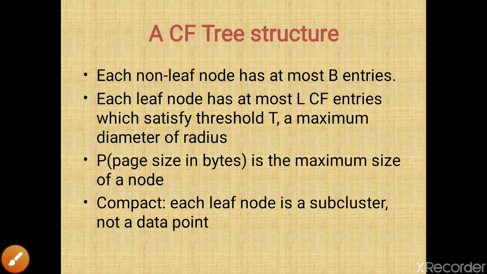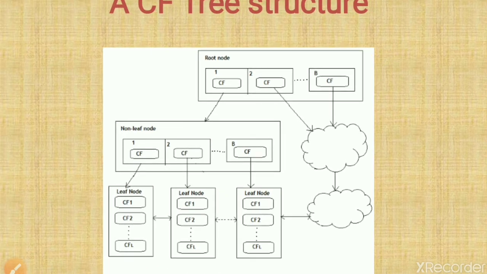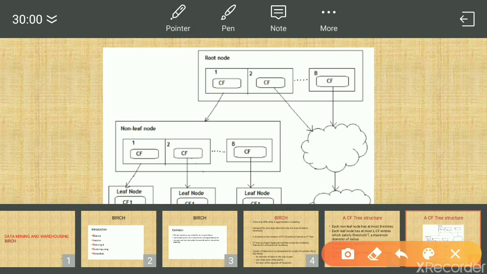Now see this example. This is the root node and these are the non-leaf nodes. How many entries does each one have? B entries, so 1, 2, and so on up to B. So all of these have at most B entries.